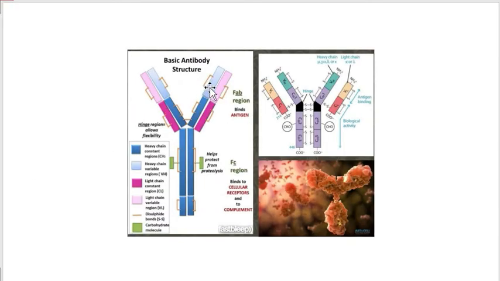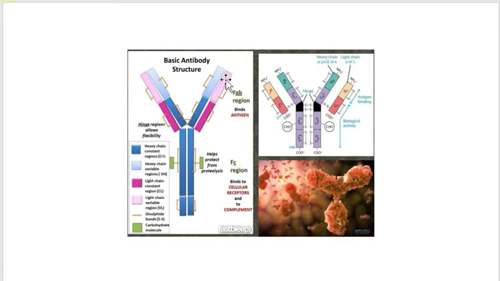This is a very general structure of the antibody. In this structure, we can see the constant region of the antibody and the variable region of the antibody. The variable region of the antibody is responsible for interacting with the antigen, and the constant region is responsible for binding with the different cells of the body for the effector responses of the immunoglobulin molecule. This region is known as FAB, that is, fragment antigen binding.